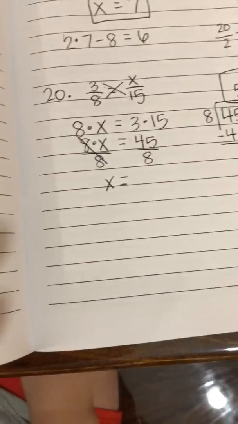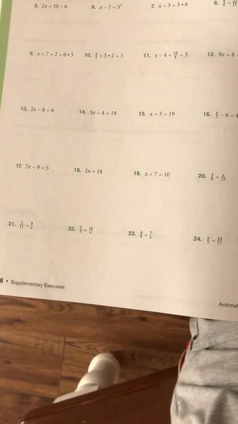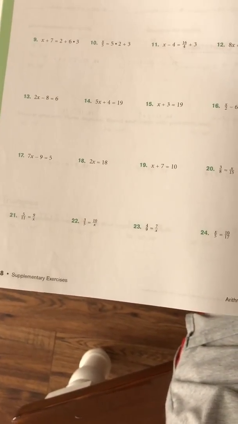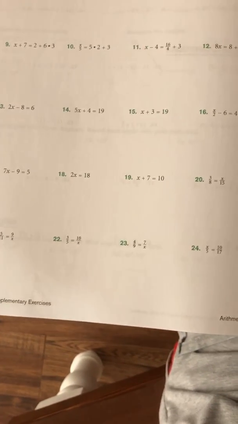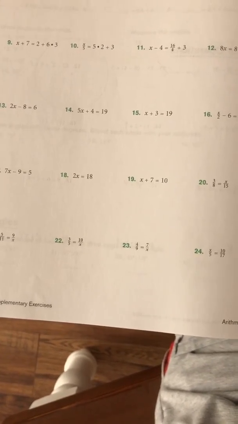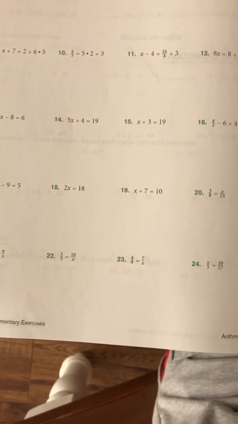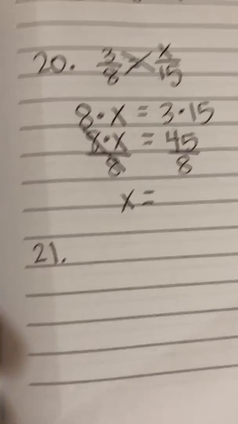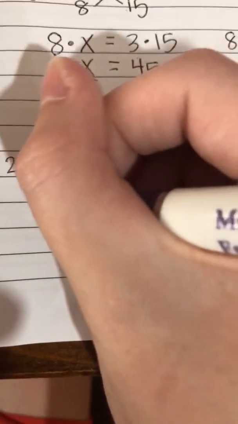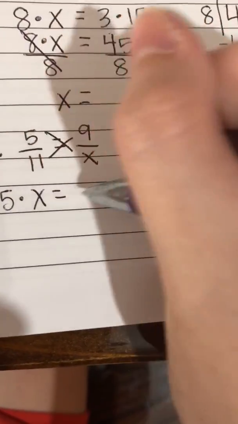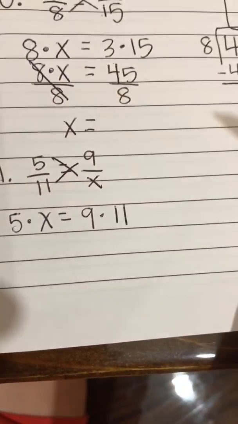All right, on all the bottom row, number 21 through 24, on all of those you're going to have a mixed number. So you're going to have a whole number and a fraction. Okay, so I will work number 21. Number 21 says 5/11 equals 9/x. So we're going to cross multiply on all of these. 5 times x equals 9 times 11.